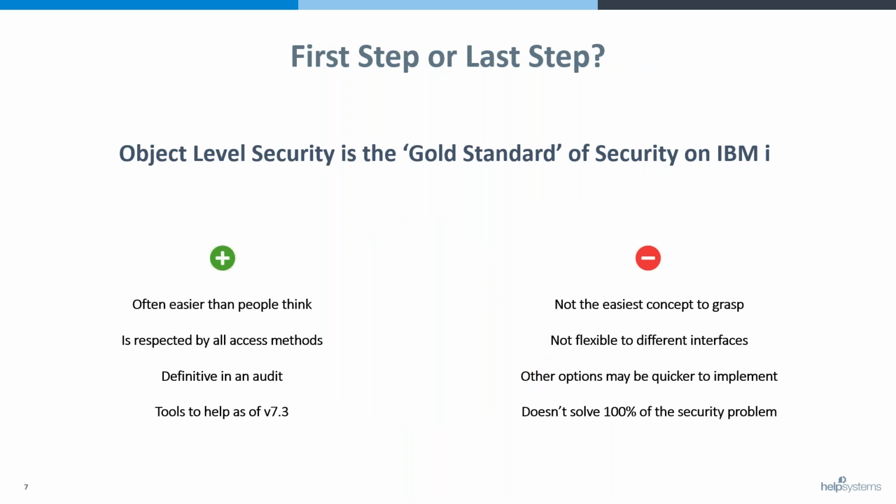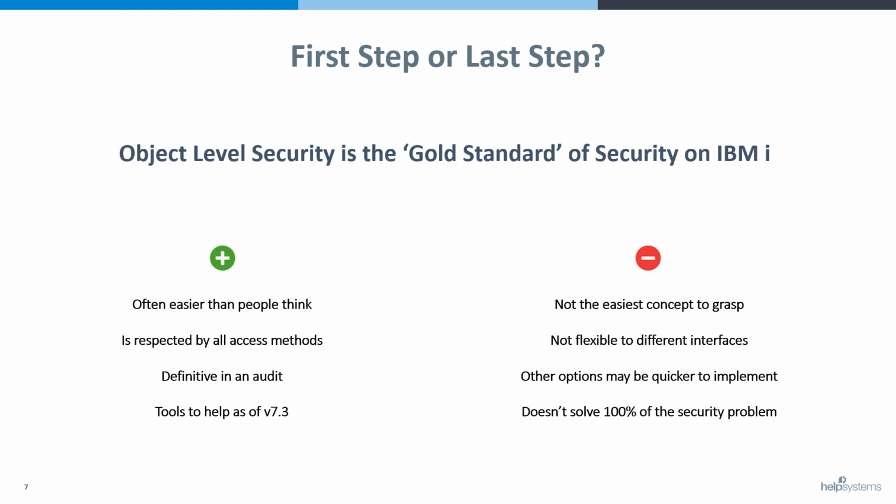When we talk about OLS, object level security, it's really considered the gold standard of security on IBM. So one of the things you need to ask yourself, or maybe are working towards, is this the first step in your mitigation plan, or is it arguably the last step? There's a couple of different ways of looking at OLS, and I've broken down 4 different pros and 4 different cons here.